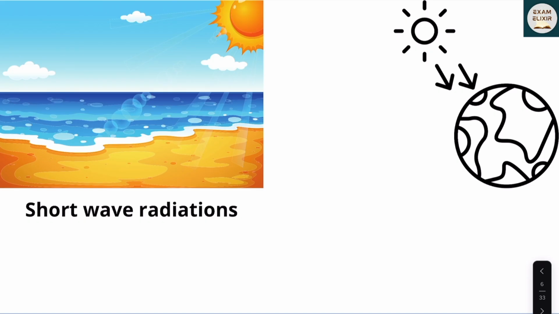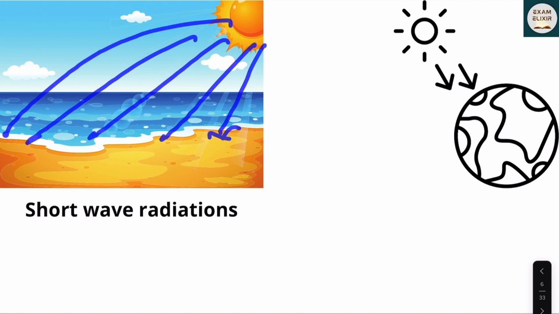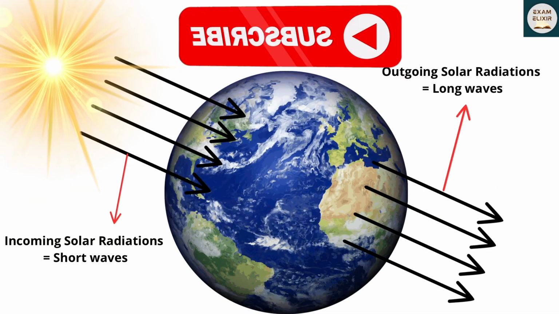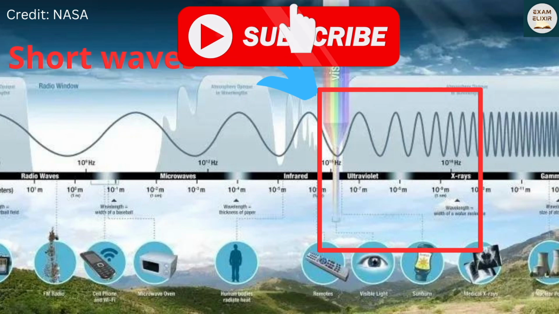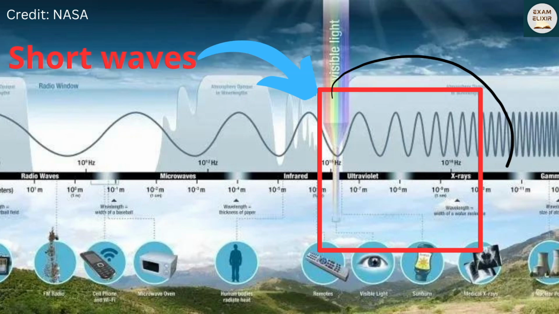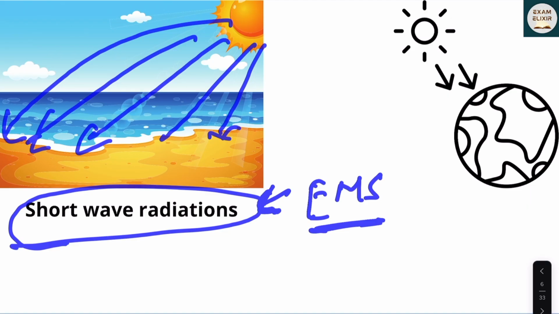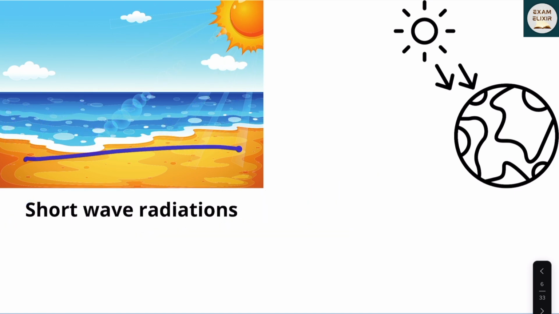Normally what happens? Sun rays hit the surface of the earth, and these rays which are coming from the sun after passing through the ozone layer are safe, and they are short wave radiations. If you have studied the electromagnetic spectrum, then you will understand what short wave radiation is. These are the radiations which have high frequency or low wavelength. Fine. So these are short wave radiations. They pass through the atmosphere unhindered, and they are absorbed by the surface of the earth.